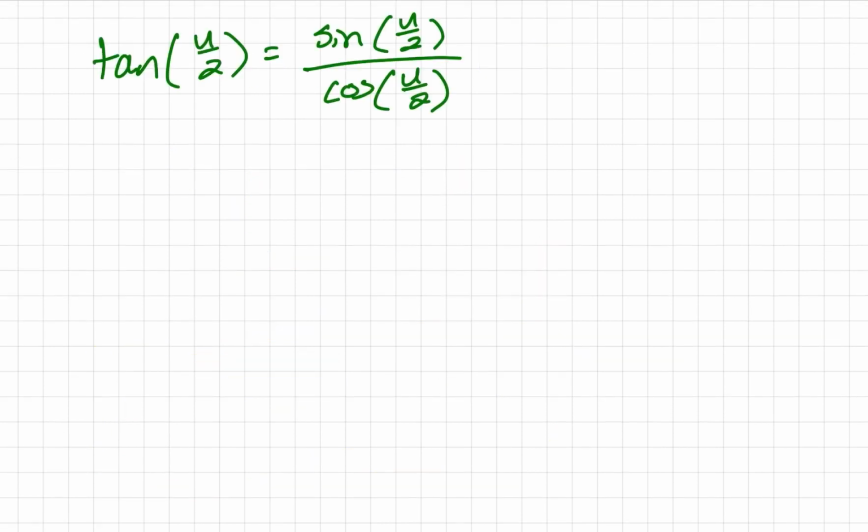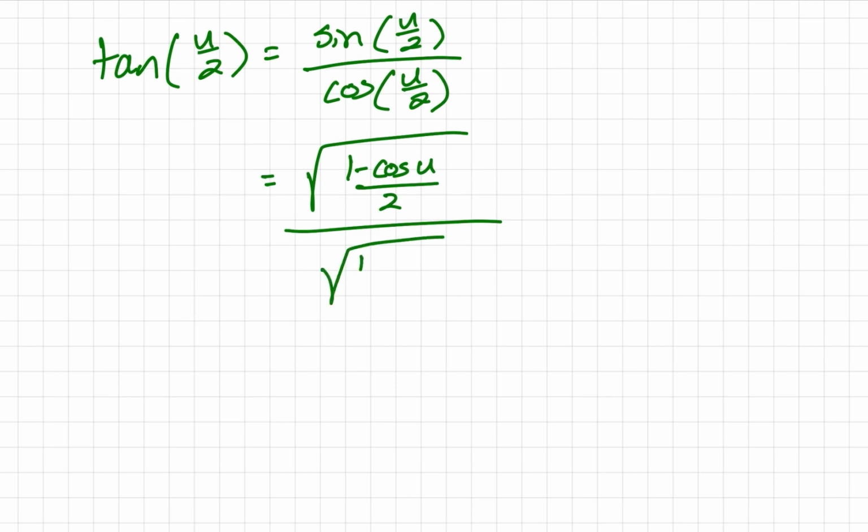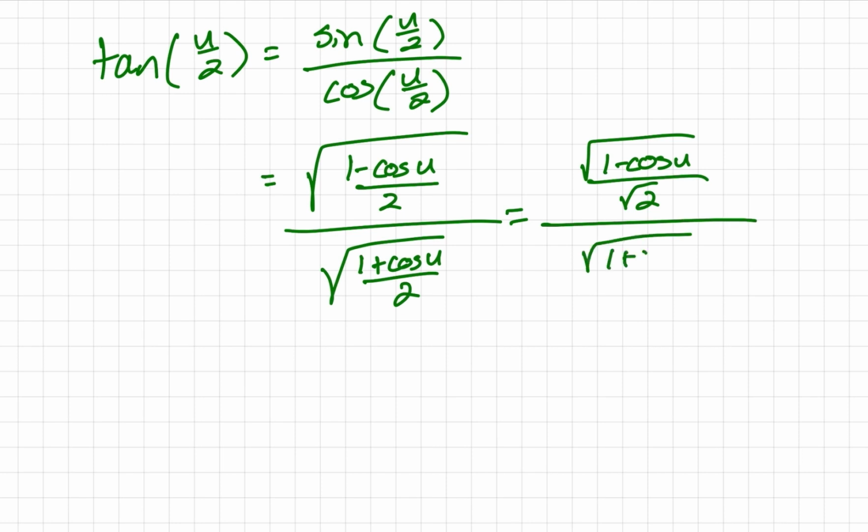Now, for the tangent half angle identity, I'm just going to let tangent be sine over cosine. So I'm going to do sine of u over 2 divided by cosine of u over 2. For the sine of u over 2, we're going to assume that we're in quadrant 1, so everything is positive. So it's going to be the square root of 1 minus cosine of u over 2, all of that divided by the square root of 1 plus the cosine of u, all divided by 2. We can split up these radicals and call this the square root of 1 minus cosine of u divided by the square root of 2, all of that divided by the square root of 1 plus cosine of u, all divided by the square root of 2.